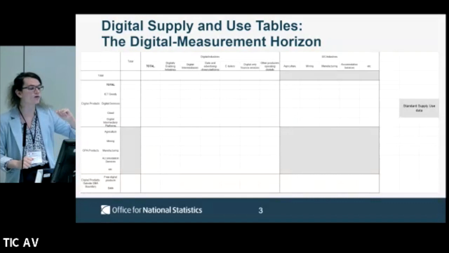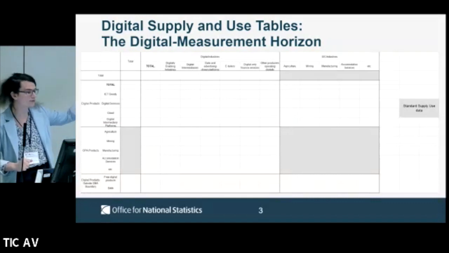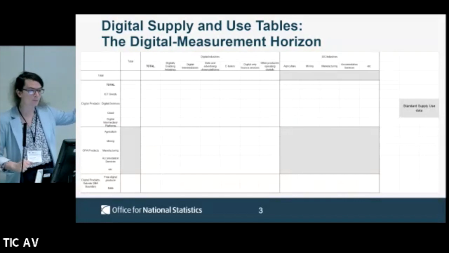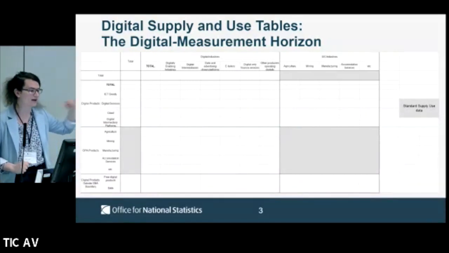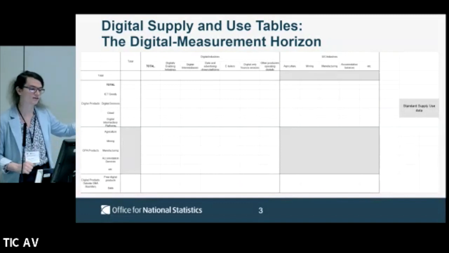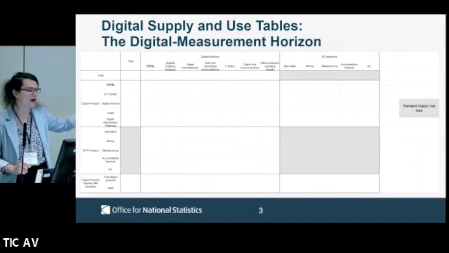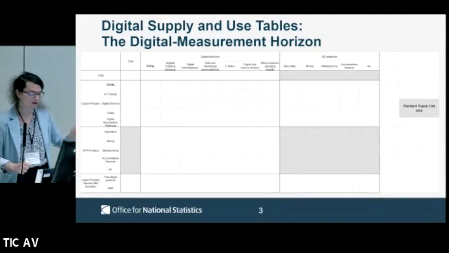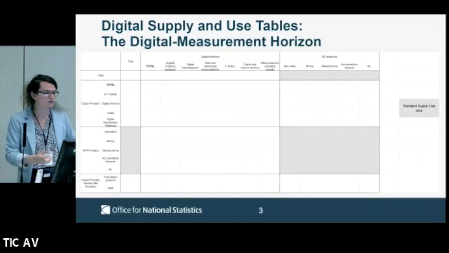On the rows, we've got products, and we've got a block here at the top of specifically digital products, broken down into ICT goods, digital services, cloud, and DIPs. Then below, we've got our more traditional CPA products as we use them in the UK. And then at the bottom, we've also got some products that lie outside of the production boundary. So, for example, free digital products and data that, as John said, countries might be interested in.